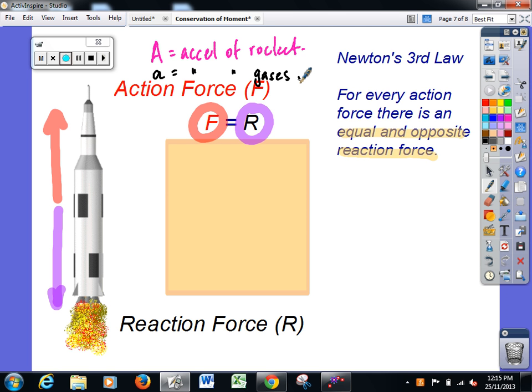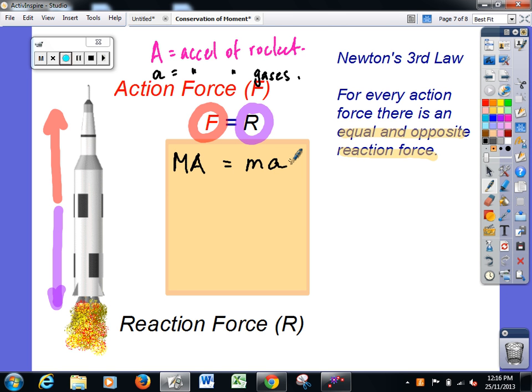Now, what would be the force on the rocket at any time? Well, according to Newton's second law, F equals ma. So it must be capital M, the mass of the rocket, times the acceleration of the rocket. Are we okay with that? And the reaction force is the force on the gases. What's the mass of the gas? Little m and little a.